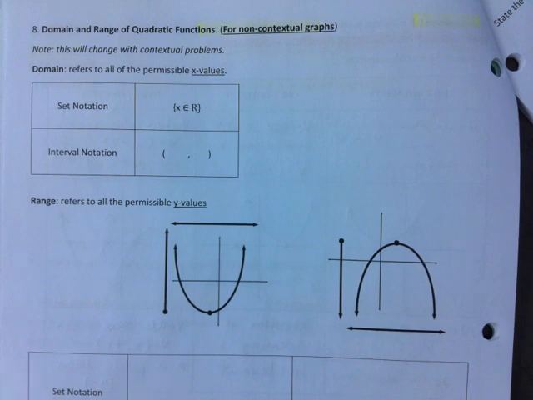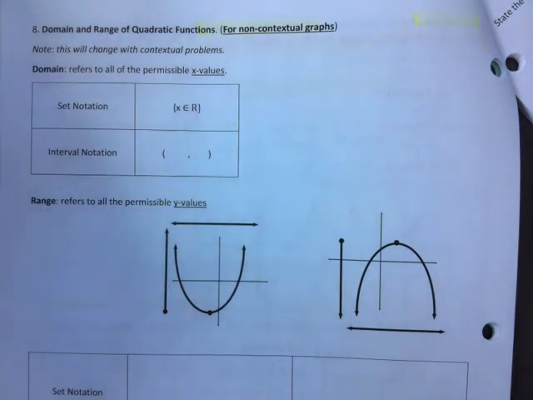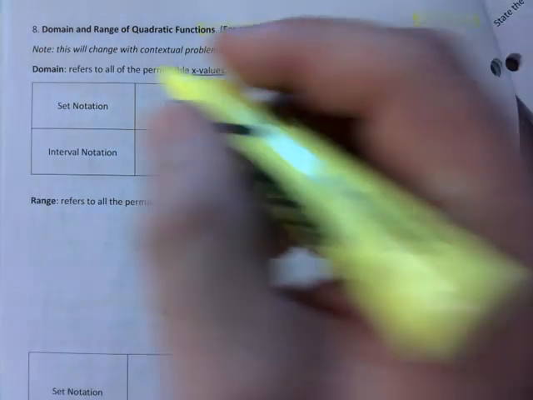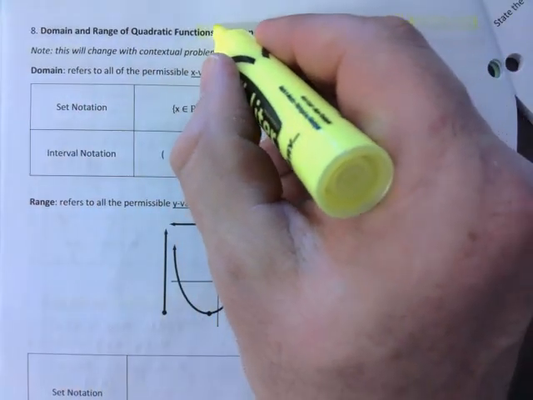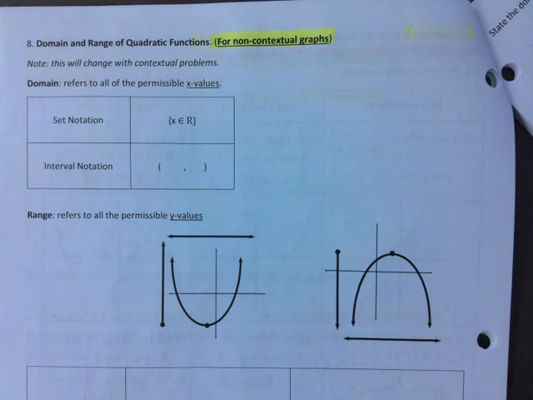Domain and range. I don't know if it brings back bad memories or good memories, but you need to know your domain and range. I'll try my best to help you out here. Right now, I need you to understand that the domain and range here is only for non-contextual graphs. Say what? Okay.